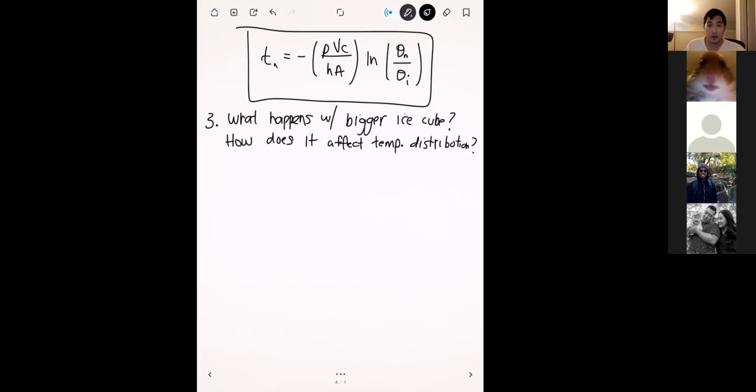Okay. And so in other words, let's say that V is increasing. In particular, let's assume that the ice cube is a certain shape where when you increase the volume, naturally the surface area of the ice cube is going to increase as well. But let's say that the volume is increasing at a faster rate than the surface area.